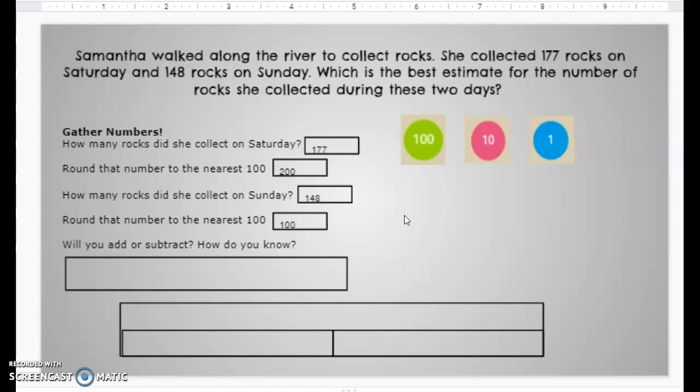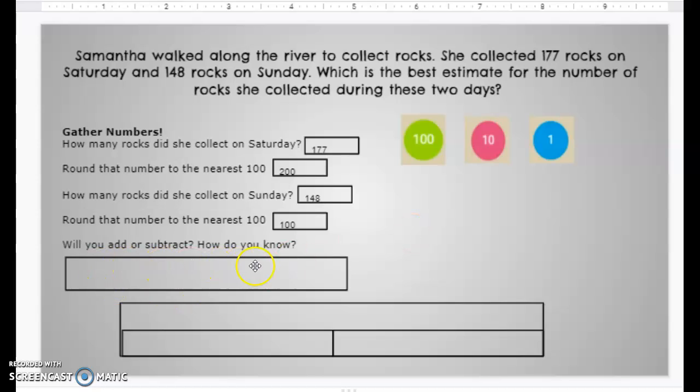Gather your information. Gather your numbers. You may not always have these little sentences to help you find this information, but these are the things you need to look for when you're solving word problems. And eventually, you're just going to know how to do this, and it's just going to come to you right away when you start solving problems. But for now, we're going to use this little extra information to help us put our information together.